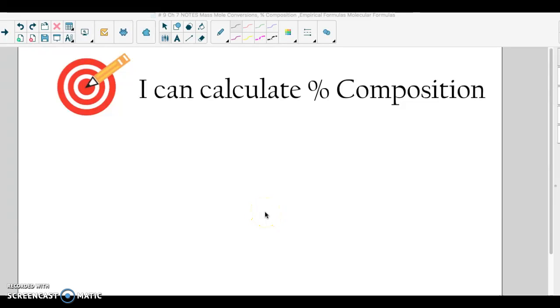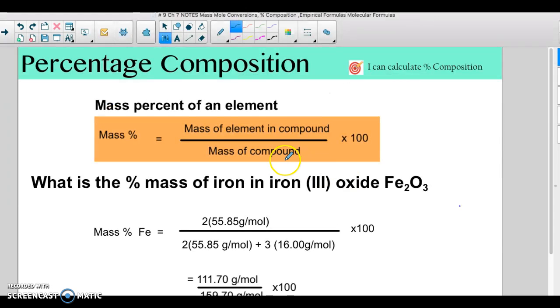This is a video on how to calculate percent composition. Percent composition is the percent of a particular element in a compound by mass. So it's the mass of the element compared to the mass of the total compound. So let me show you an example.